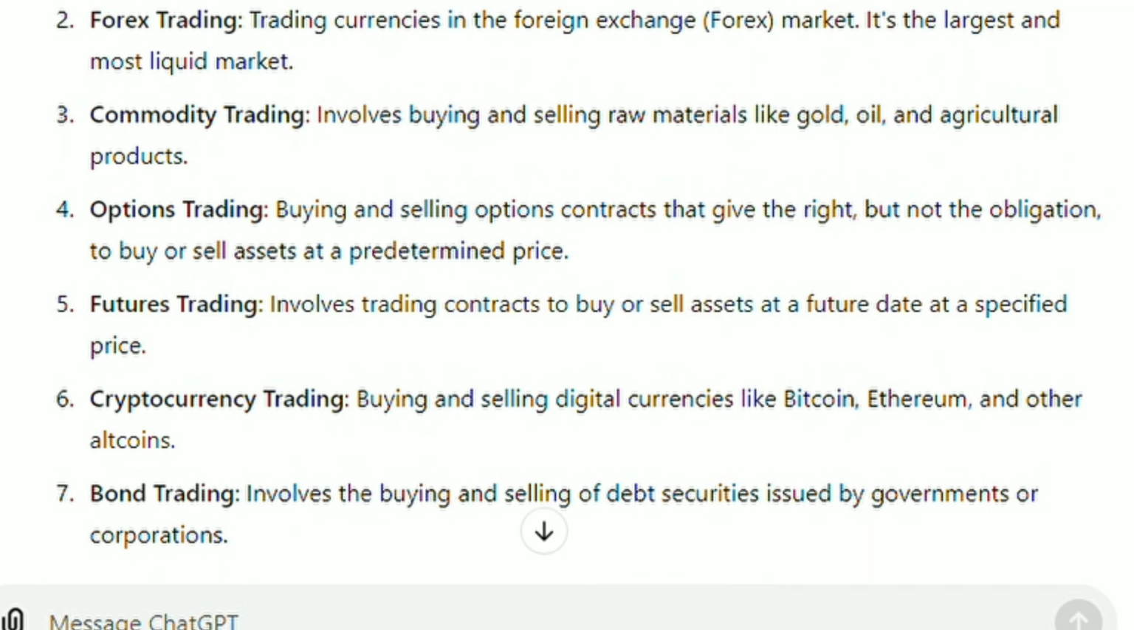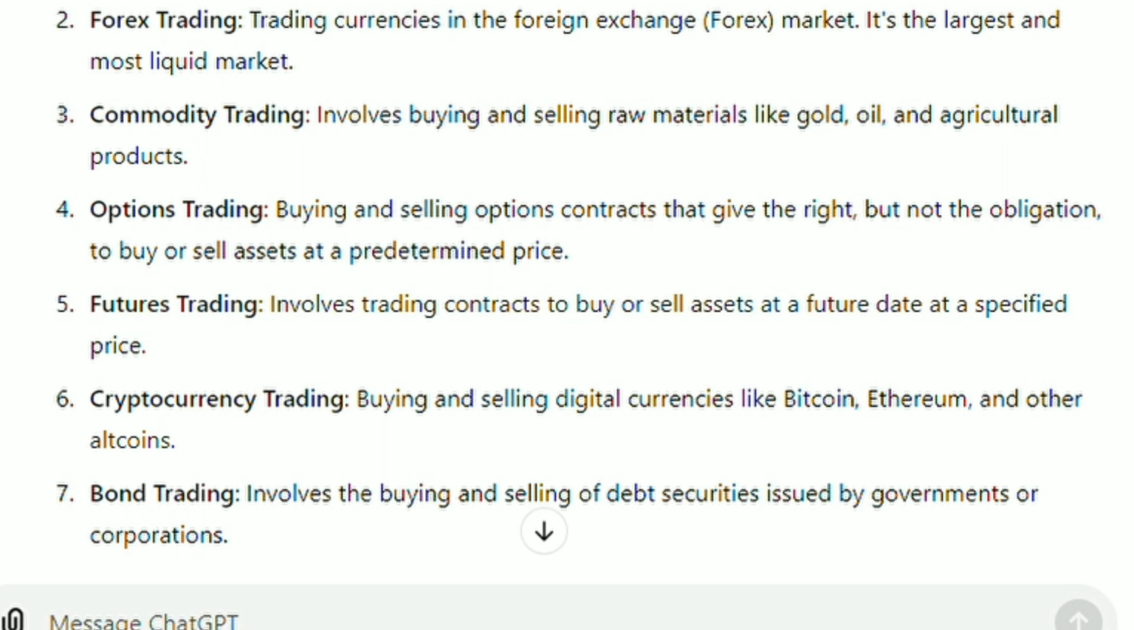And the next one is commodity trading. You can trade commodities like gold, oil, agricultural products, and more. Number 4 is option trading, buying and selling options contracts that give the right but not the obligation to buy or sell assets. And the next one is futures trading. Futures trading involves trading contracts to buy or sell an asset at a future date at a specified price. So let's go to crypto trading.